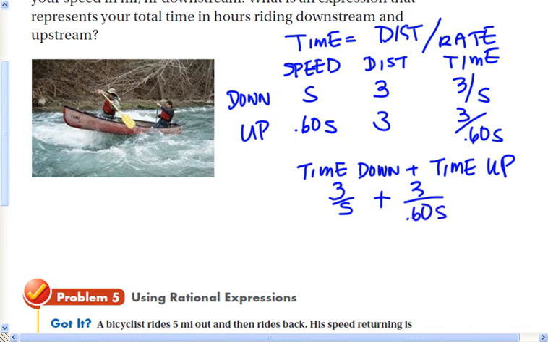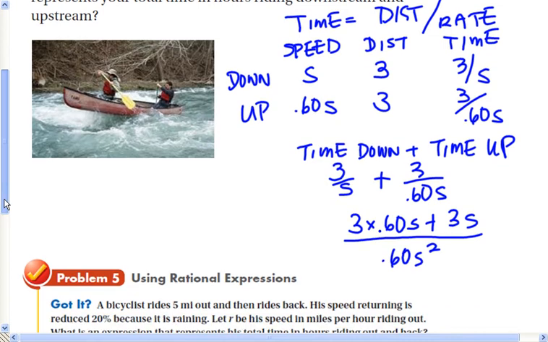Now, to get my expression, I just need to add those two together. And then I'm just going to simplify it. I'm going to find that common denominator. Actually, I'm going to use that property I just showed you where if you multiply 3 times 0.60 s, plus 3 times s, and put that over 0.60 s squared, that's how we can represent the total time.